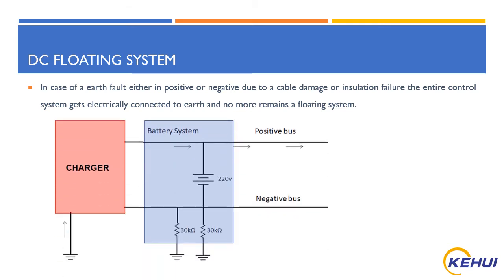So in case of an earth fault in either positive or negative polarity, due to any cause, whether it is cable damage, insulation failure or improper maintenance, the system becomes an earth system. So it no more remains a floating system. If you see here, you have a battery system with a balancing network, a balancing circuit. When a fault occurs in the positive polarity, this fault affects the balancing circuit, where it creates a voltage drop across positive to ground.